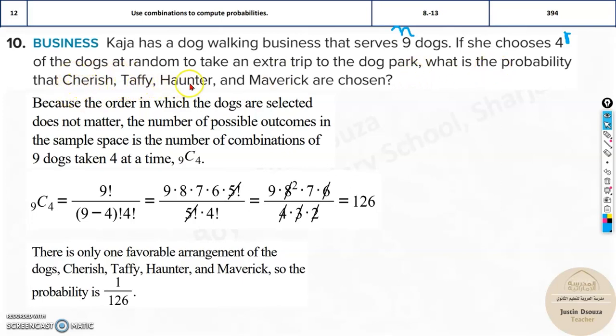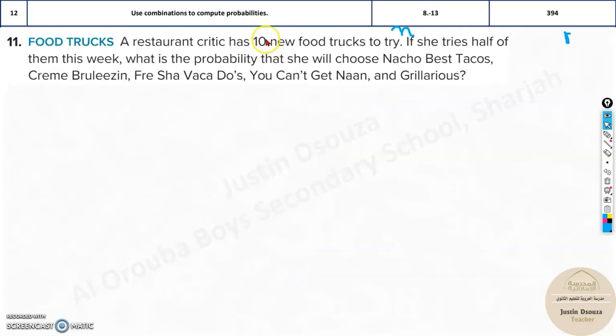That's Cherish, Taffy, Hunter, and Maverick. These must be selected. So then it's just 1 divided by that. These are the dog names, sorry. And over here, similarly, look into the n. You don't even need to read the... I mean, it's important to read over here. Yeah, you don't get the r value directly.